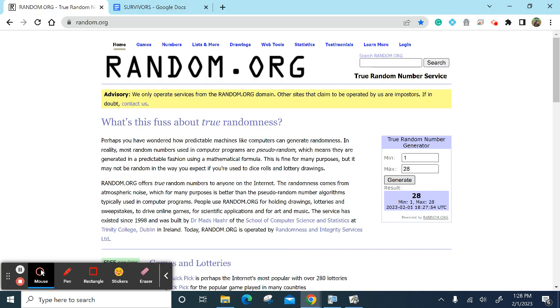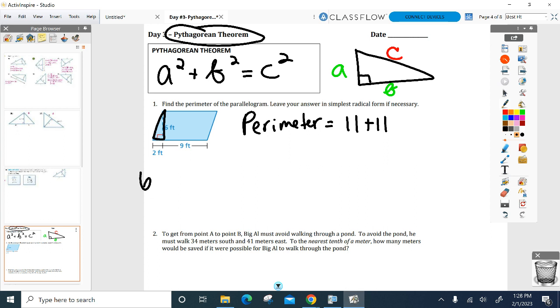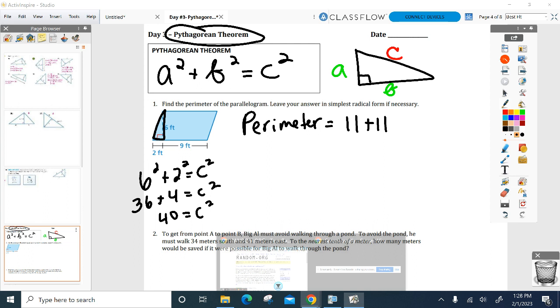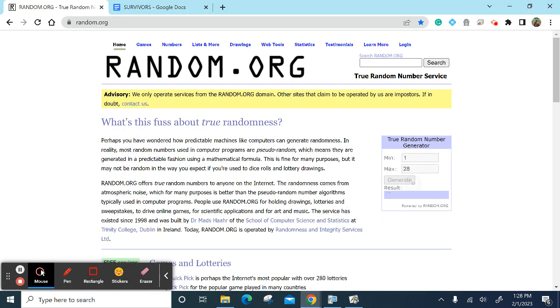Somebody set that Pythagorean theorem up for me. Good. I gave you the two legs, A and B, and we are looking for the hypotenuse, a.k.a. the side of the parallelogram. Good start today, 8th period. 36 and 4. C squared equals 40. How do I get C by itself?